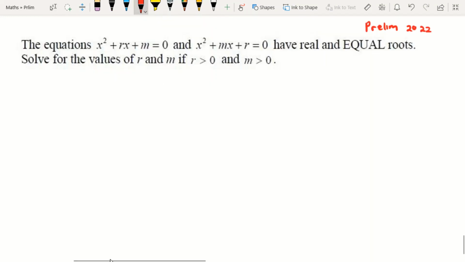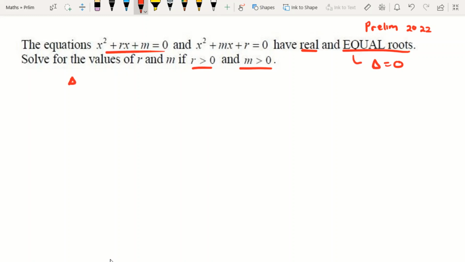So in this question here, what we are given are two equations, this first equation and this second equation. And we are told that the equations have real and equal roots. So when they say they have real and equal roots, it means the discriminant is equal to 0. Solve for the values of r and m if r is greater than 0 and m is greater than 0. So let's first start with the first equation to solve it.